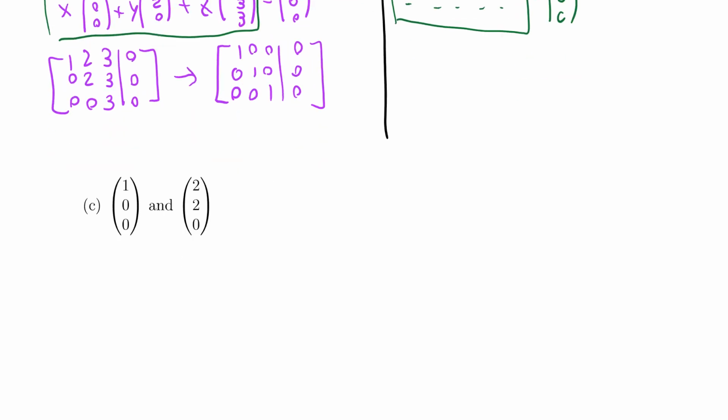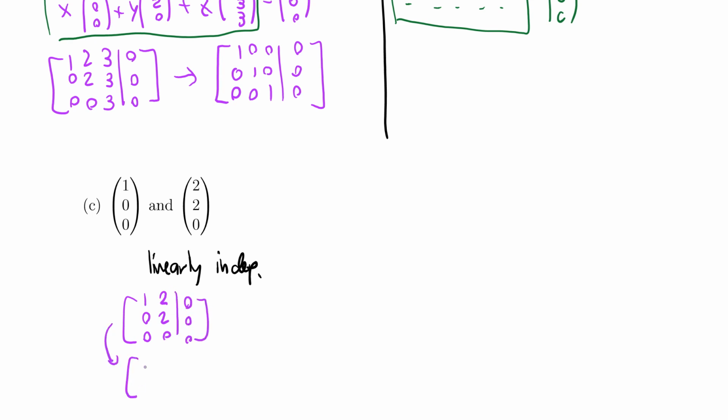For part C, I have 2 vectors: 1, 0, 0, and 2, 2, 0. So let me first check if they are linearly independent. I'm going to write the augmented matrix for this one. It's going to be 1, 0, 0, 2, 2, 0, and then all 0. If you row reduce, this gives you 1, 1. So the only solution to this system is when all the unknowns are 0. So indeed, these two vectors are linearly independent.